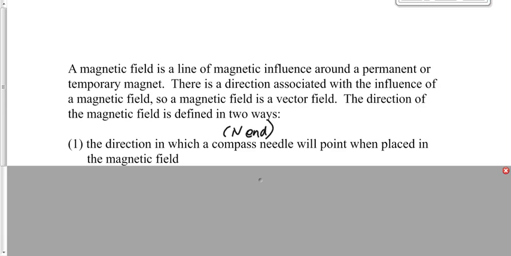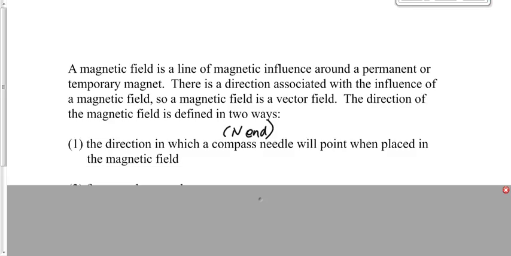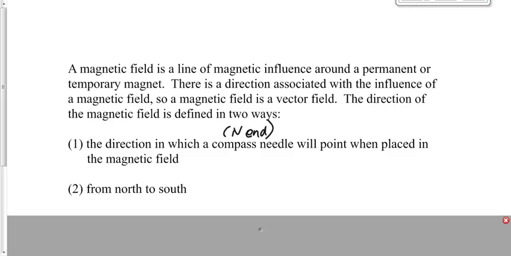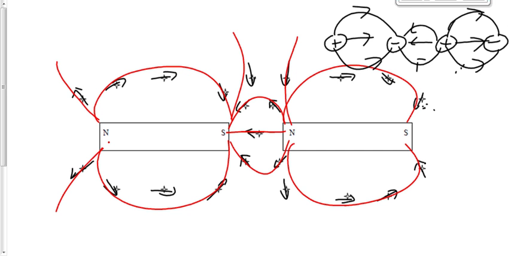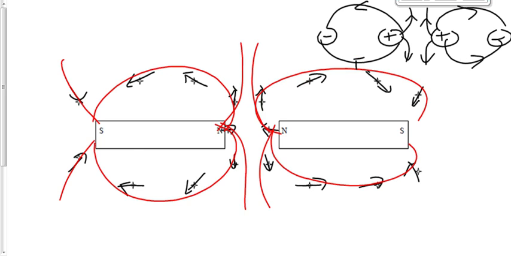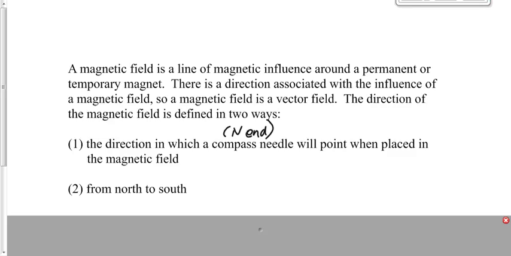The other way that we can define the direction of the magnetic field: if the electric field was the way that a positive charge moved, from positive to negative, the magnetic field would be the way that a compass needle points, from north to south. Again, if we go back to those diagrams from your activity, the magnetic field in every single case went away from the north and toward the south. So magnetic field is the way that a compass needle points when placed in the field, and it's also away from the north and toward the south.